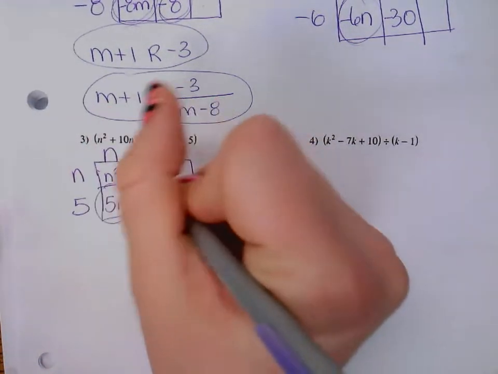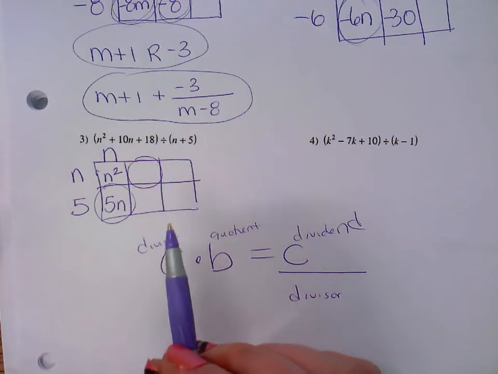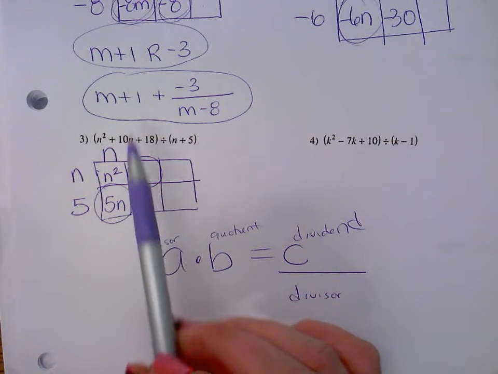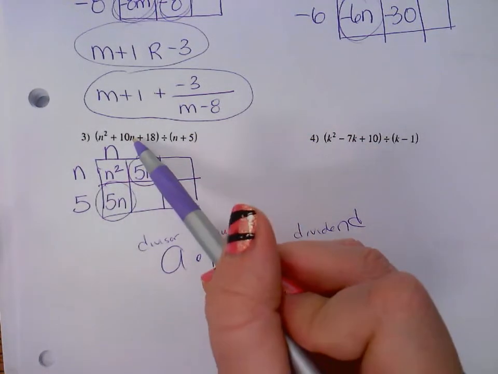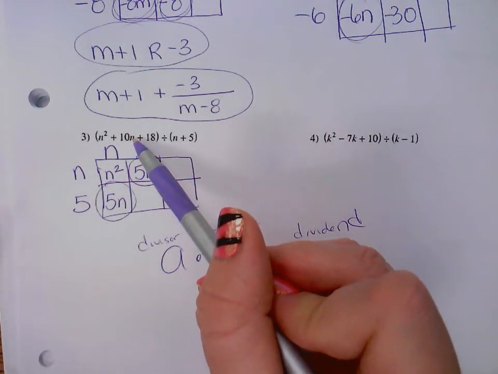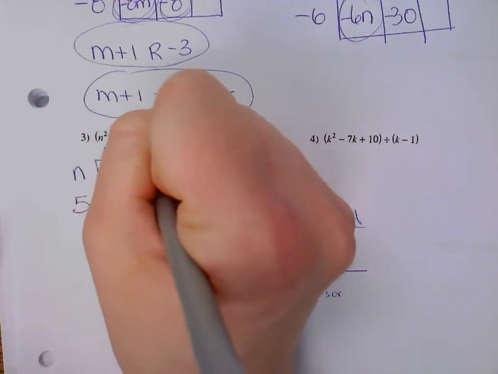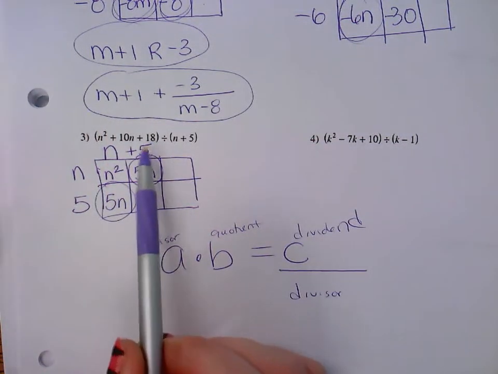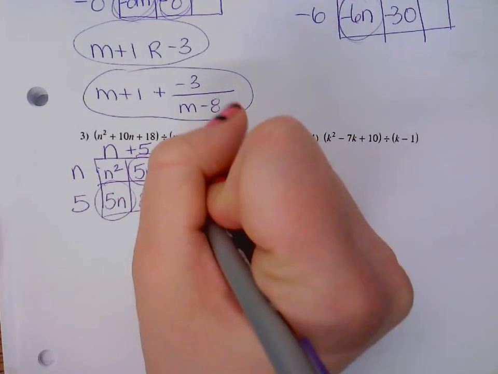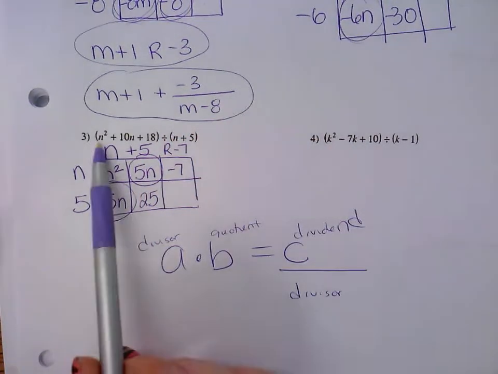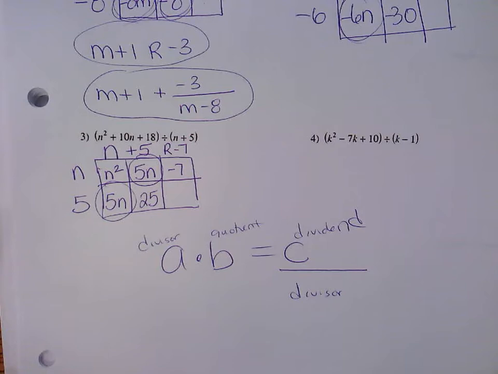Then you get 5n in the bottom box. So what did you put in the next box to get it to add up to 10n? Another 5n, right? Those two together add up to the 10n that you wanted. So then n plus 5 is the final answer. Let's see, 5 times 5 is 25, so this has a remainder of -7. So n plus 5 with a remainder of -7.